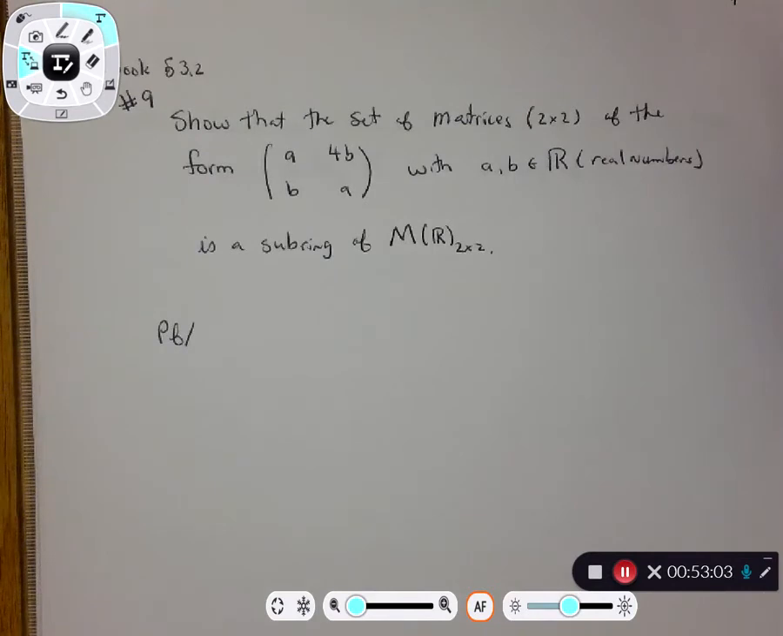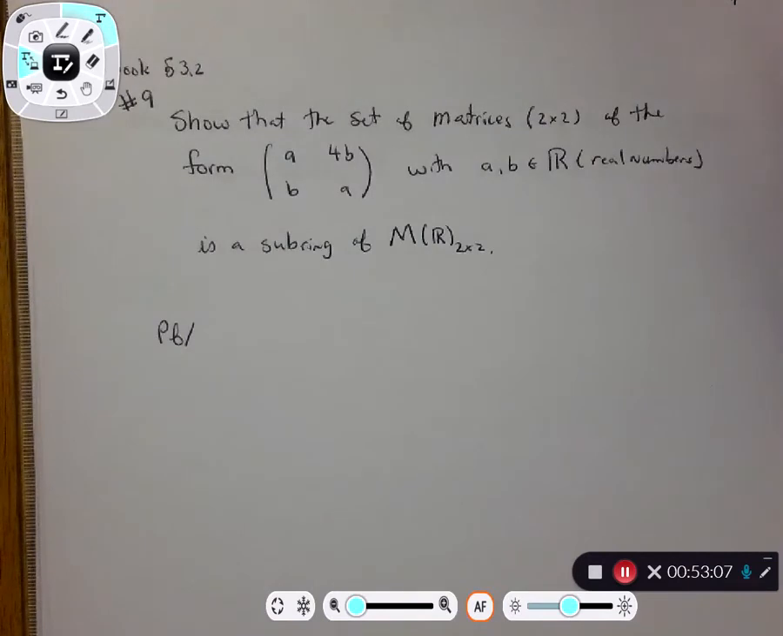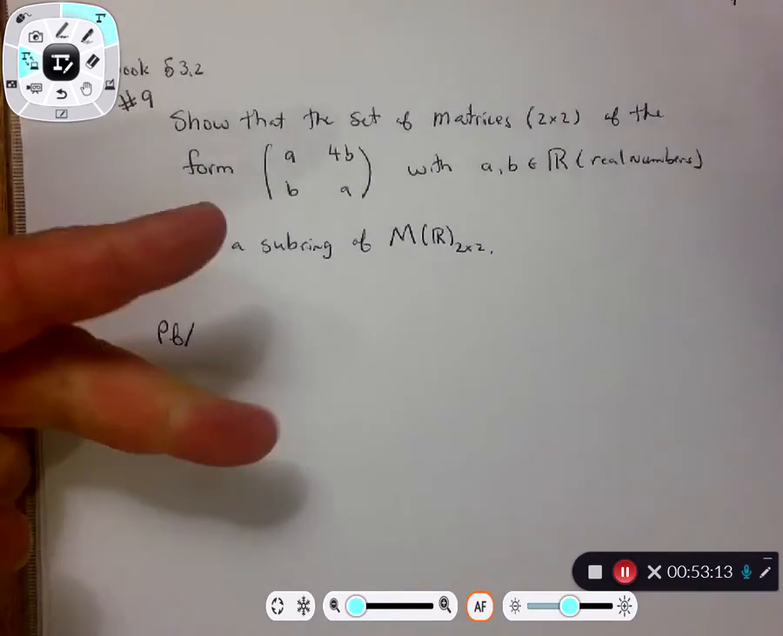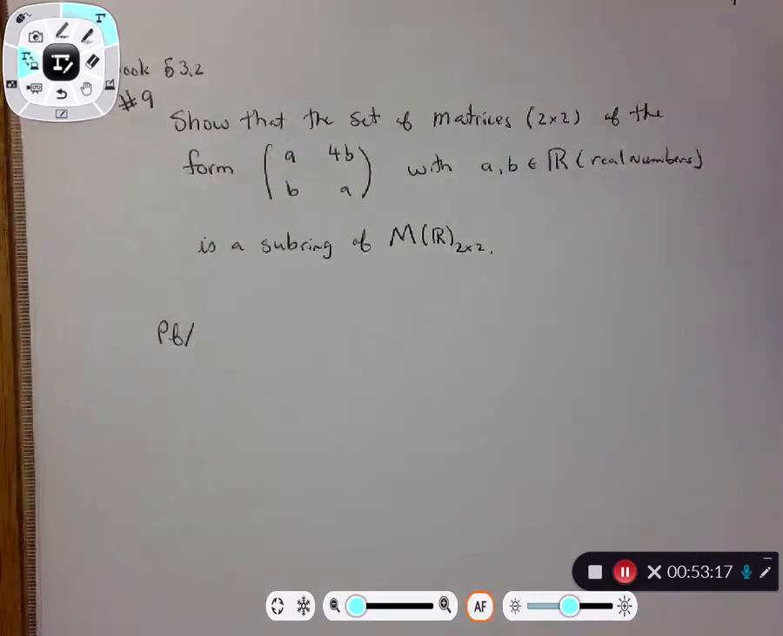All right, anytime I hear the word prove somebody's a subring, automatically what comes to my mind is Theorem 3.6. I got to show three things. Number 1, non-empty. Number 2, closed under subtraction. Number 3, closed under multiplication. So let's see what we can do here.